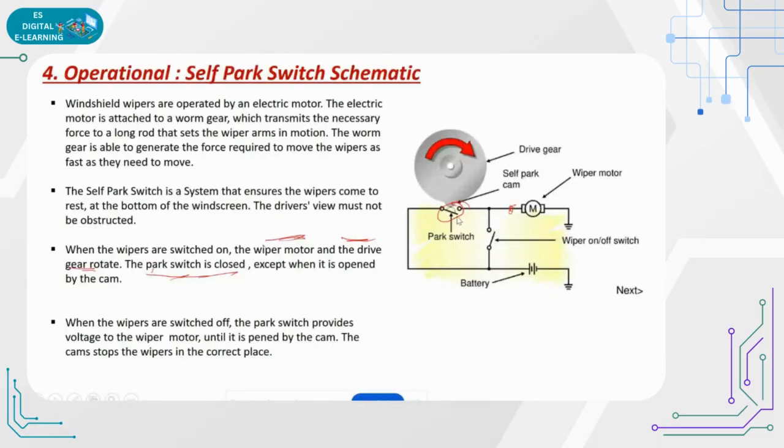Means you just need to understand the switch. This is a connection. If it is closed, what will happen? Now it is open. Open means the power switch is not there. It just activated the motor, and it is rotating. Okay, so that is all about the park switch.